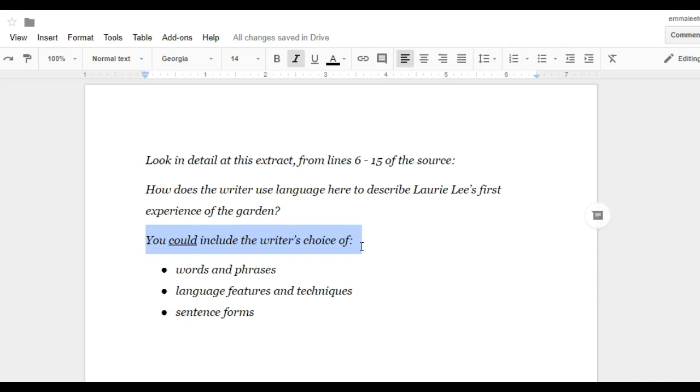If they wanted it to say should, they would have written the word should, and if they wanted it to say must, they would have written the word must. So please don't cross it out and write the word should or the word must, because this is guidance for the kind of things that you might write about.